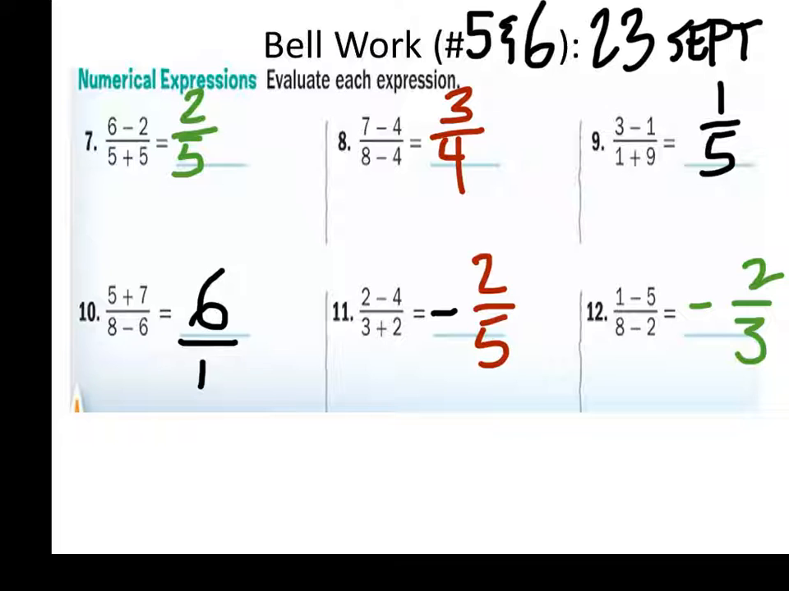So this is good. For today's lesson, you do have to know how to work with fractions this way, which is why we did these. Are we going to have problems like this on our homework? You will. You definitely will.